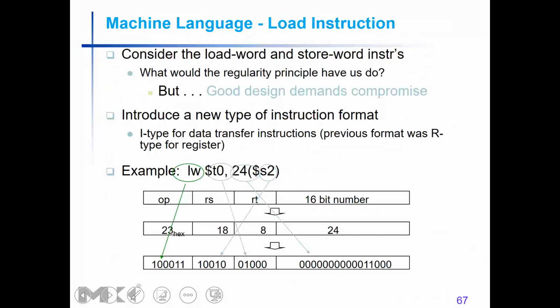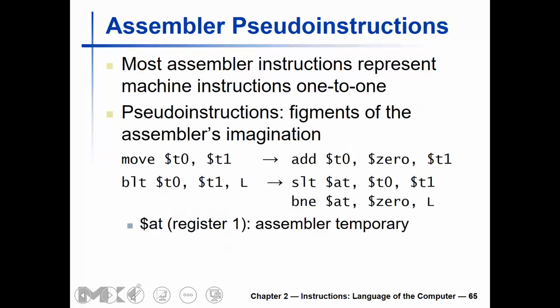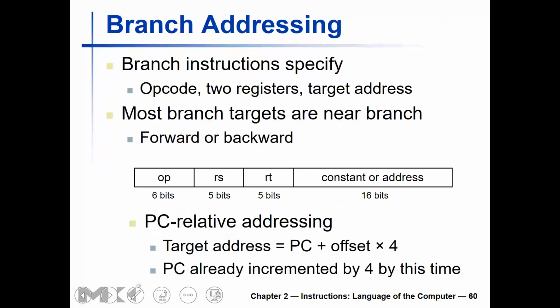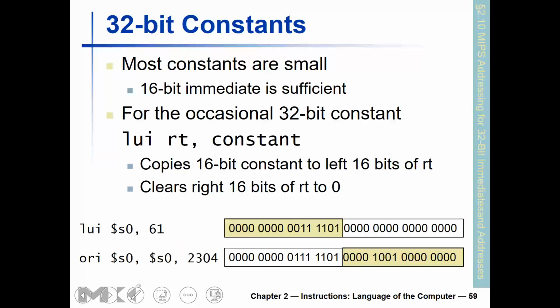Okay, so let's go back and see what is left off in this chapter. I think I finished pretty much most of the points here. So this is the load upper immediate and ORing when we implement the load effective address.